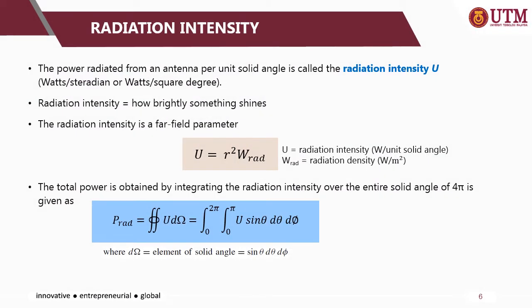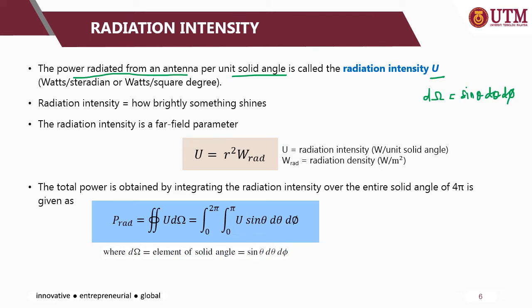Okay, next we are about to discuss the radiation intensity. The radiation intensity is the power radiated from an antenna per solid angle. It is represented by the symbol U, and the unit is watts per steradian or watts per square degree. If you still remember, the solid angle is given by dΩ equal to sine theta d theta d phi.